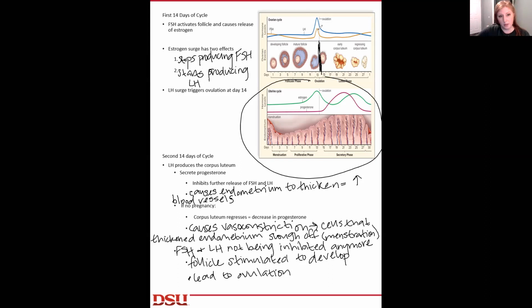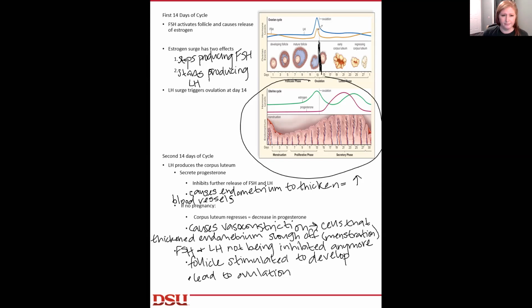Then you end up with the corpus luteum, which produces progesterone. Progesterone is going to say, stop producing FSH or LH, and wait and see if we get pregnant. Vasculature increases, endometrium thickens. And if no pregnancy has been detected around day 28 or so, then slowly the corpus luteum has been breaking down or regressing. Progesterone levels have been dropping off, which means that now we can start producing FSH and LH again, and we go back to another menstrual cycle.